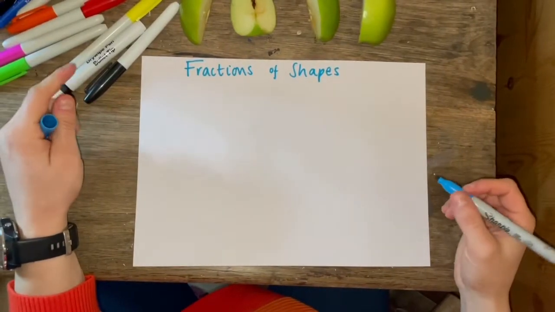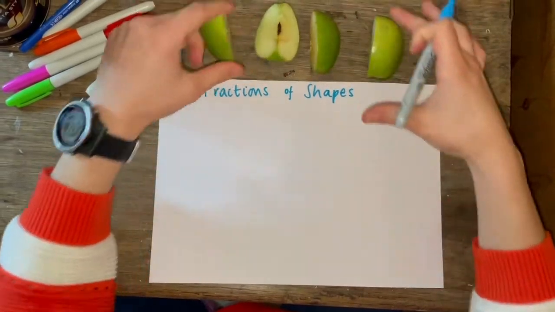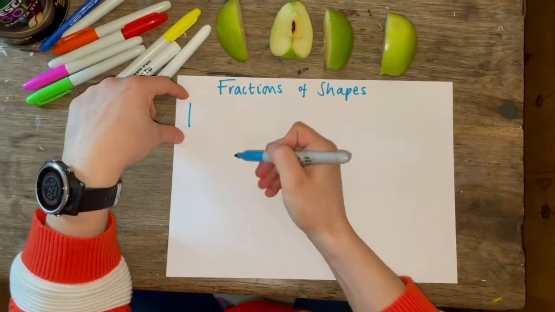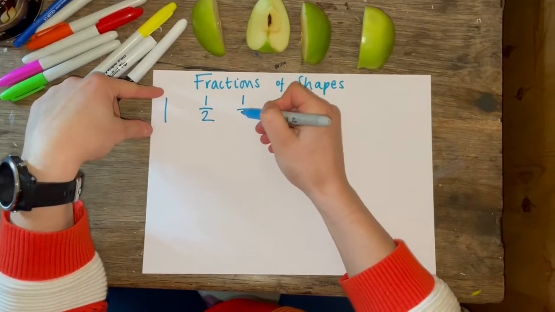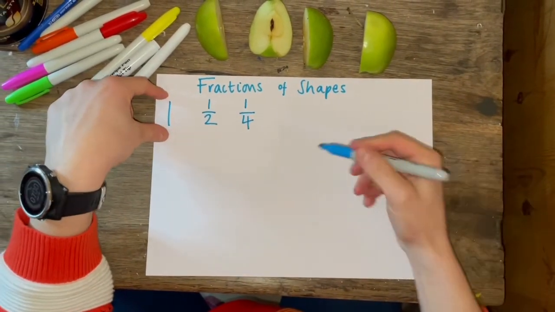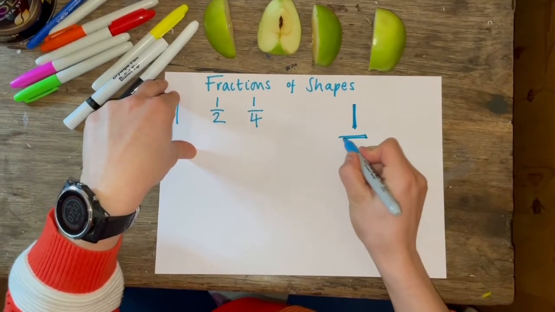Okay, so we have seen the fractions, and here I've still got my apples to help remind us. Remember, it was one whole, then it was cut into half, and then it was cut into quarters. Okay, now then, when we're talking about fractions, they look a bit funny compared to other numbers, but don't worry.